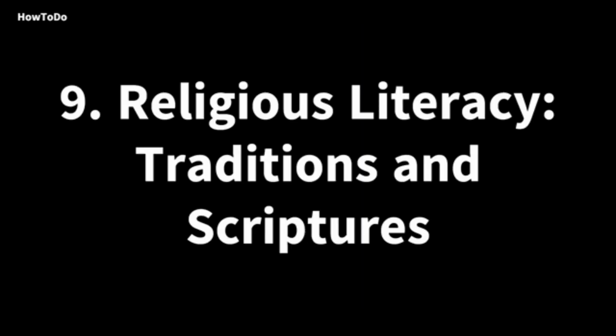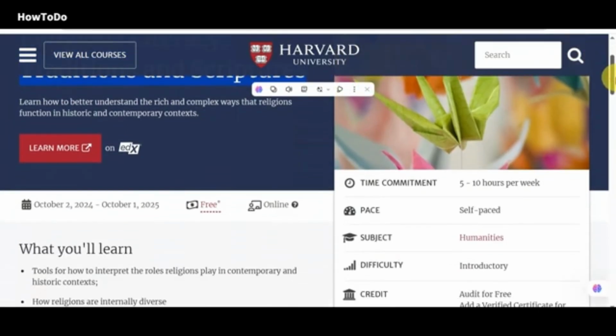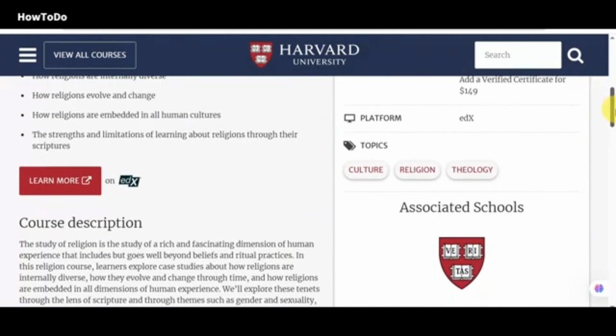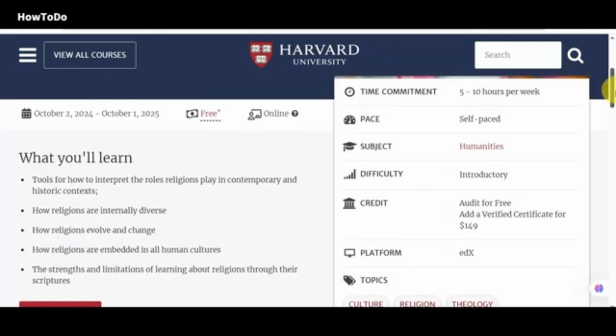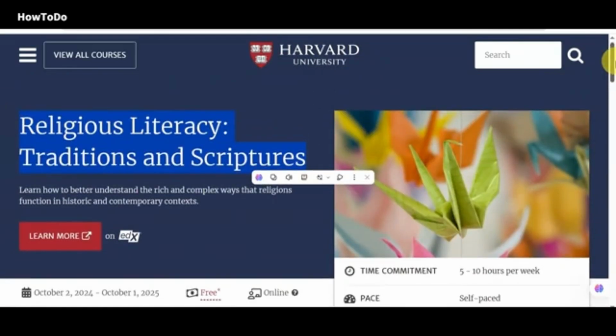9. Religious literacy: traditions and scriptures. The study of religion is the study of a rich and fascinating dimension of human experience that includes but goes well beyond beliefs and ritual practices. In this religion course, learners explore case studies about how religions are internally diverse, how they evolve and change through time, and how religions are embedded in all dimensions of human experience.